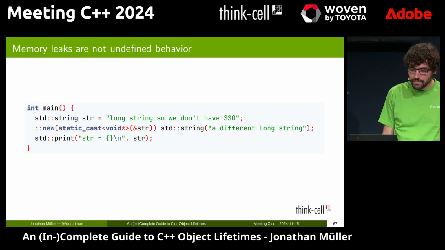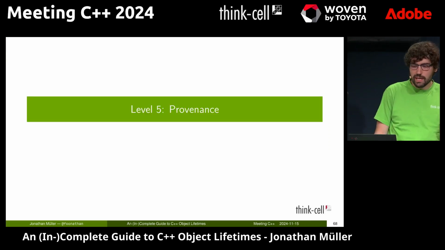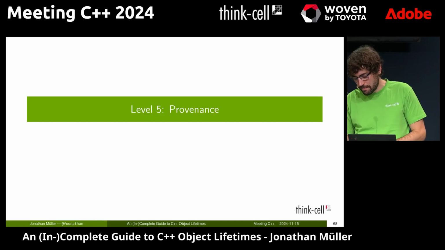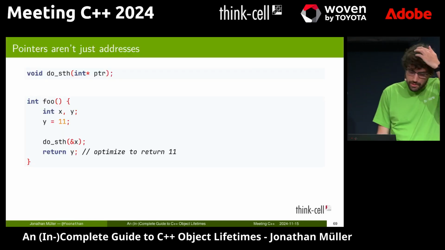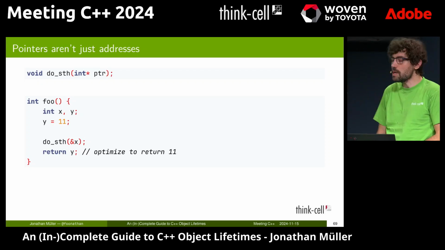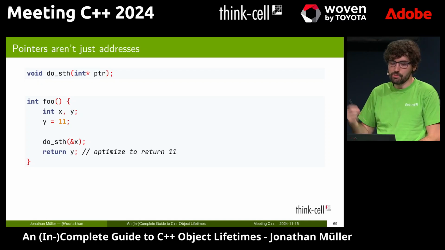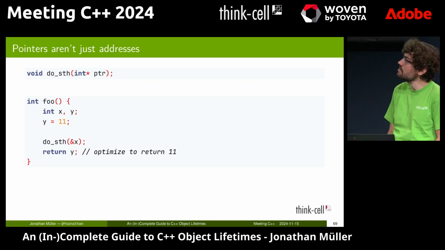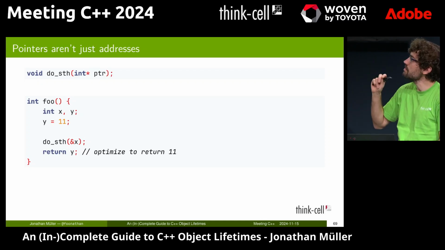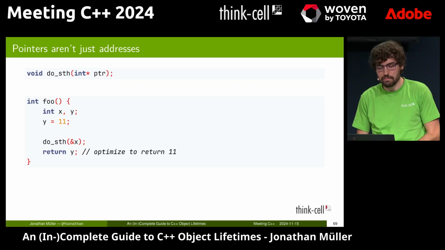Okay. Now let's look at provenance. Hannah talked about provenance in the keynote, but it's a really important thing. Consider this code. We have some variables x and y. We set y to 11. Then we do something with the address of x, and then we return y. The compiler looks at this code on a function by function level, and it sees that y is 11, then we don't change it, so it optimizes return y to return 11.